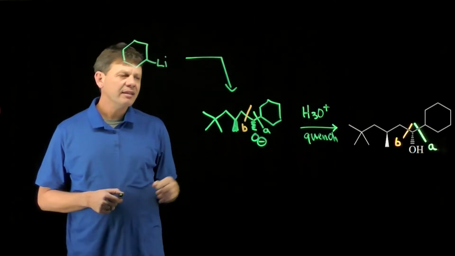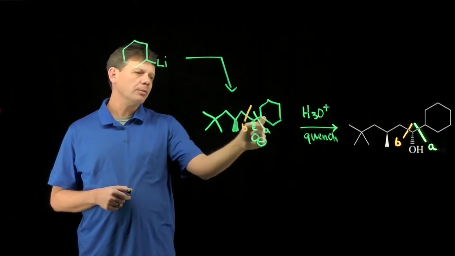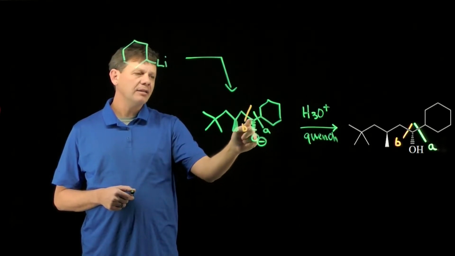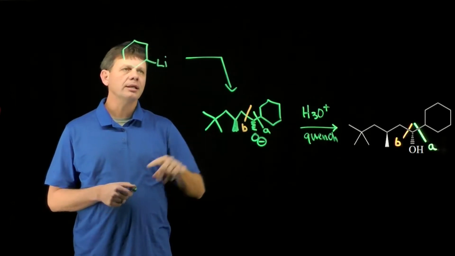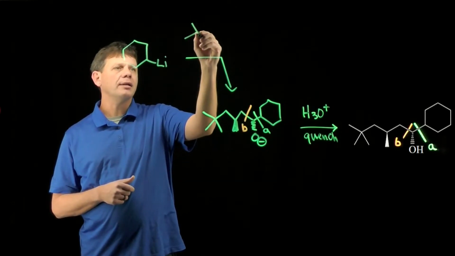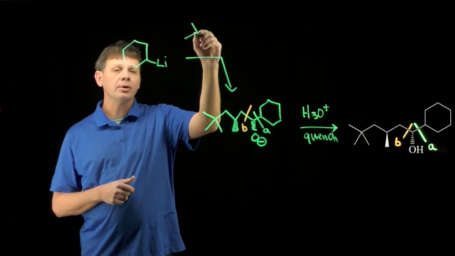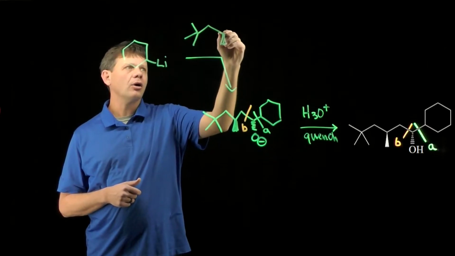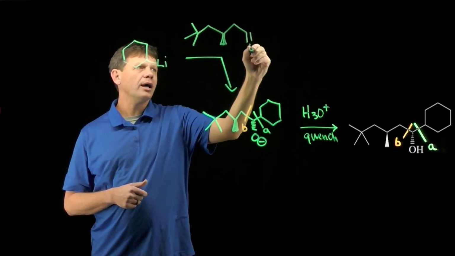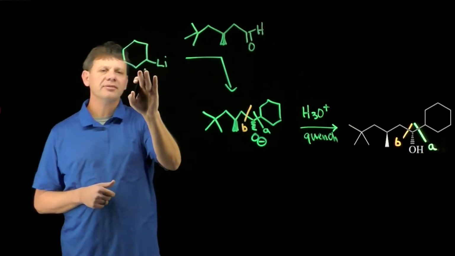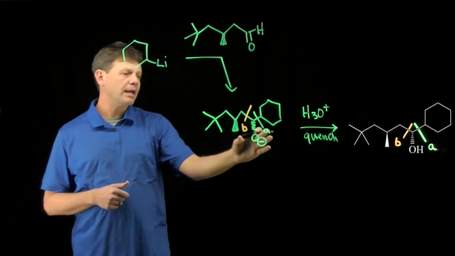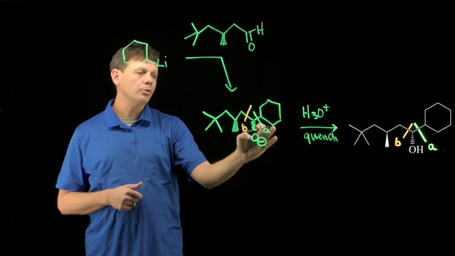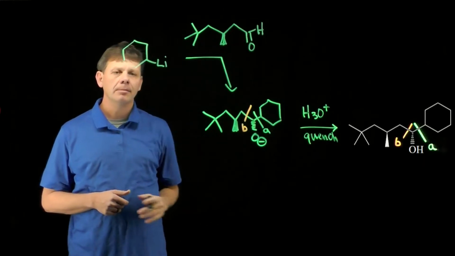If we're going to add this, we're going to have a bond between this carbon, which is this one, and this carbon, which would be part of the carbonyl, in this case an aldehyde. One of the ways that we know it's going to be an aldehyde is because we're making a secondary alcohol. So this aldehyde plus this organolithium should make this molecule through forming the A bond.